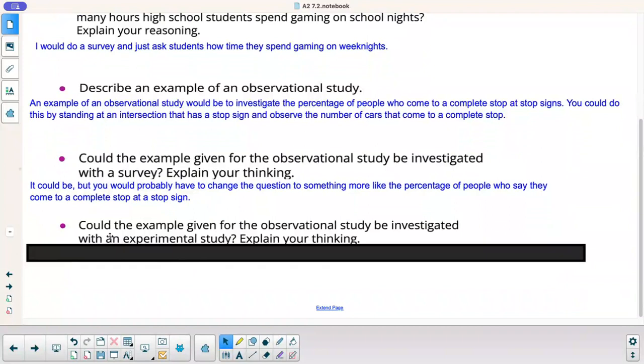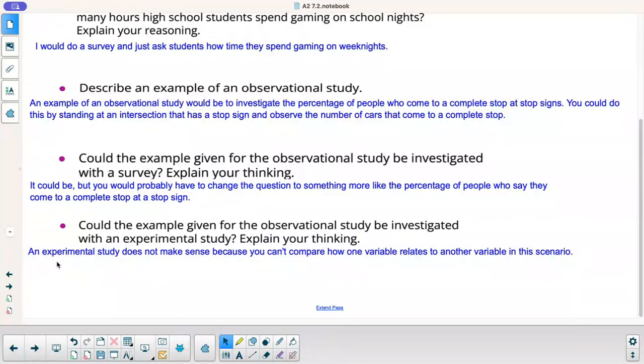Could the example given for the observational study be investigated with an experimental study? Explain your thinking. I put an experimental study does not make sense because you can't compare how one variable relates to another variable in this scenario. Okay, we can't really determine what is causing them to stop or not stop at the stop sign. So that would not be something that we could use.